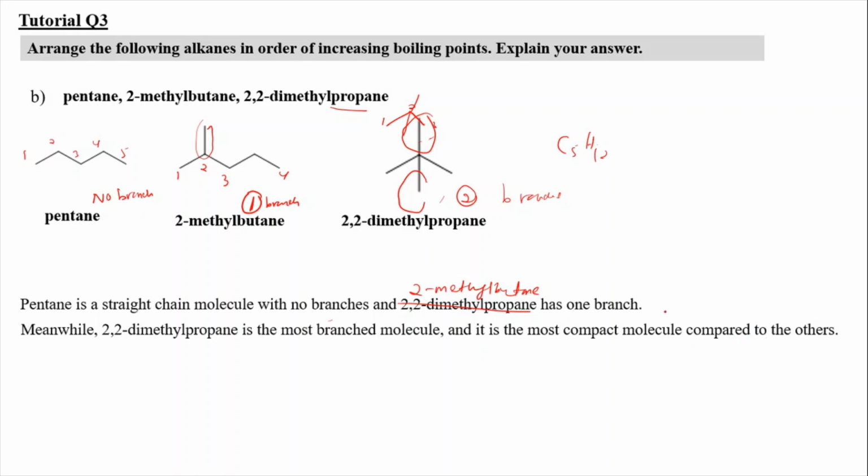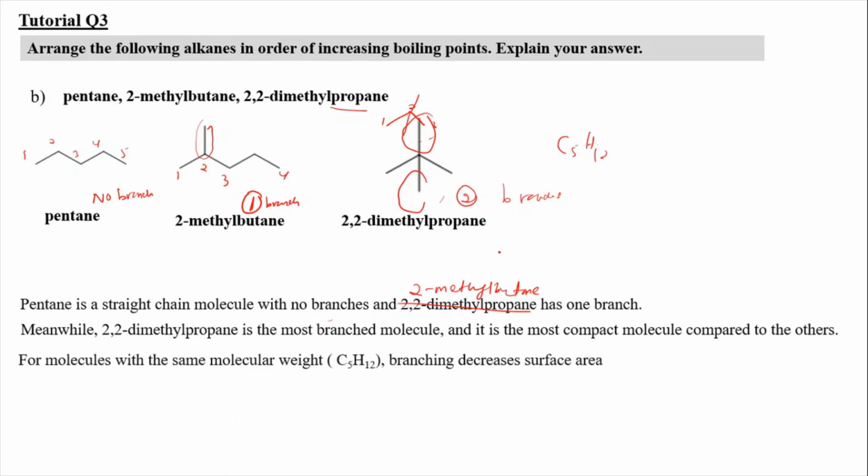Okay, so basically bila dia ada banyak rangkaian dia akan menjadi lebih compact berbanding dengan yang pentane tadi. Okay, kalau pentane dia adalah straight chain alkane and they are more long and linear, so they can have more surface area. Tapi bila dia compact, they will have a lesser surface area. So for molecules with the same molecular weight, which is C5H12, the branching will reduce the surface area.